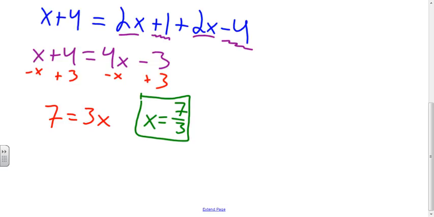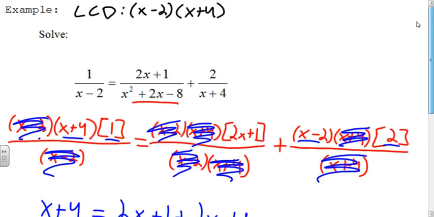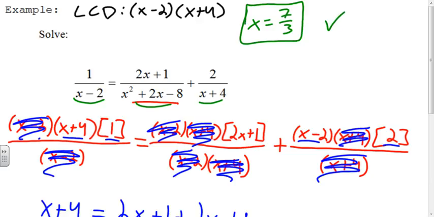So this would be our only answer, but now we need to check it and make sure it works. So x is 7/3 was our answer. And if we check it by plugging it into each of these pieces, none of them will come out to 0. So it does check out, and this is our only answer. X equals 7/3.